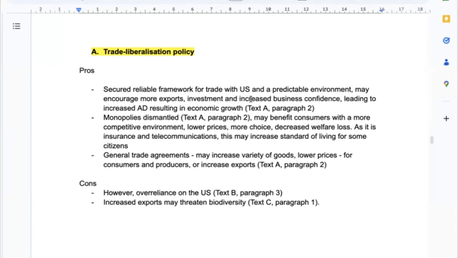However, the cons exist as well. What's concerning is the over-reliance on the trade relationship with the US, and the increased exports may threaten biodiversity in the country.